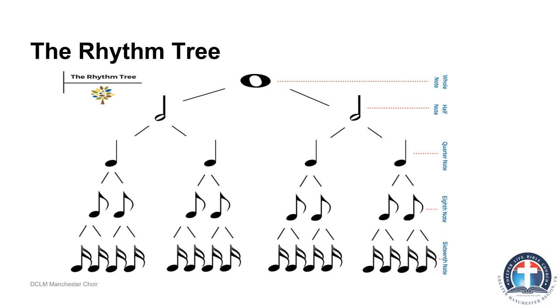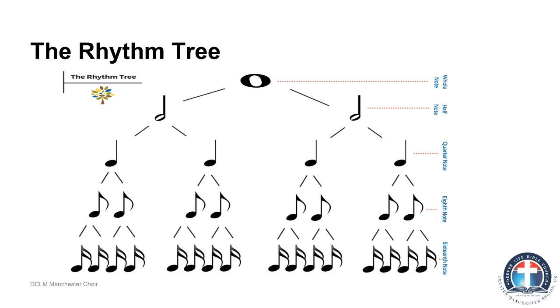A minim having a value of 2, 2 plus 2 is 4, and 4 is equal to what? A semibreve. How many crotchets will make up a minim? A crotchet having a value of 1 beat, that means we need 1 plus 1.